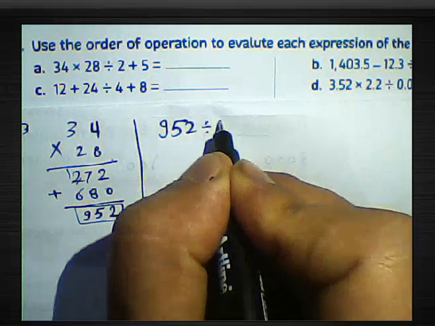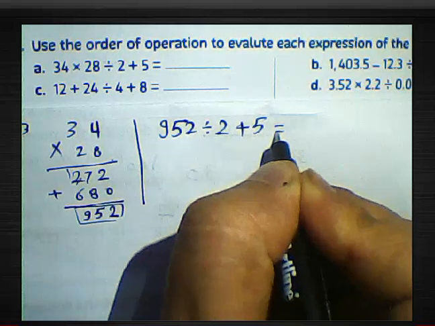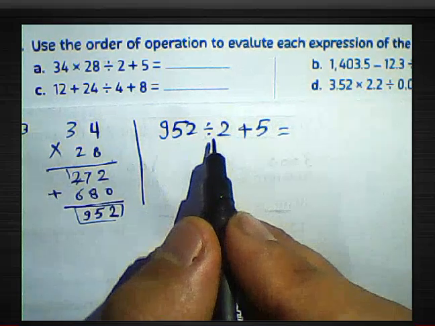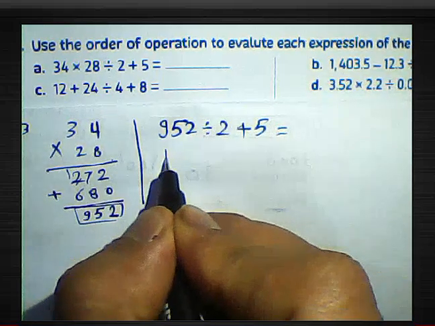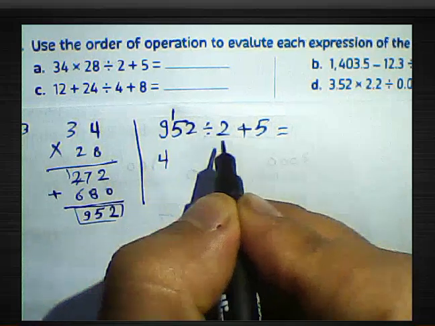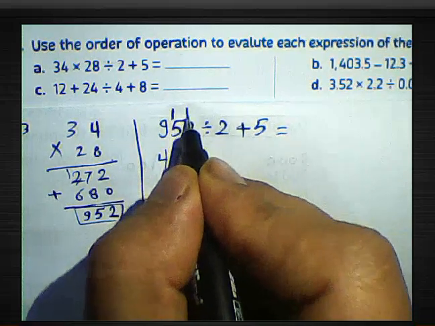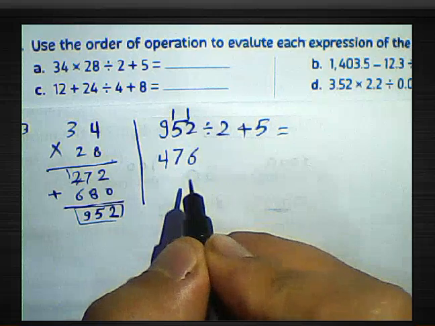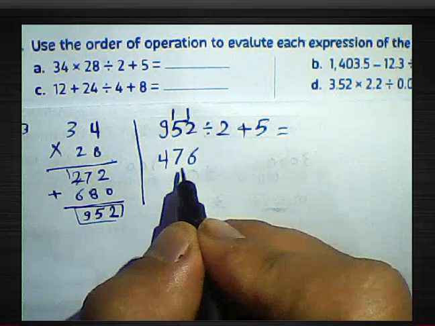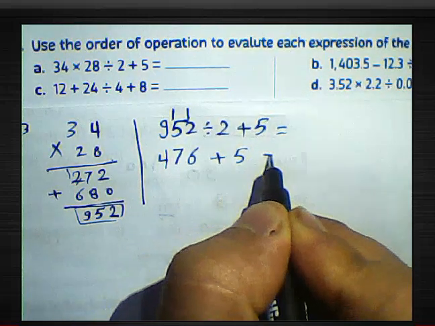952 divided by 2, plus 5. 9 divided by 2 equals 4 and the remainder 1. 15 divided by 2 equals 7 and the remainder 1. 12 divided by 2 equals 6. The result will be 476. Plus 5 equals what?